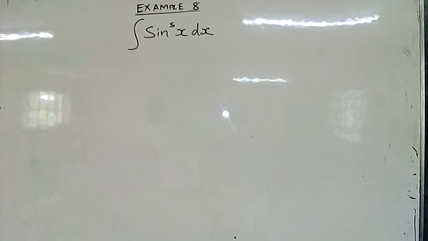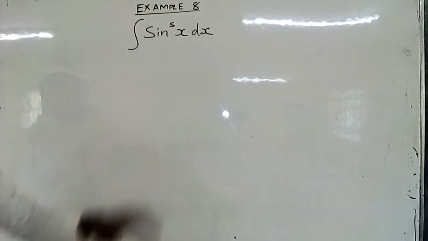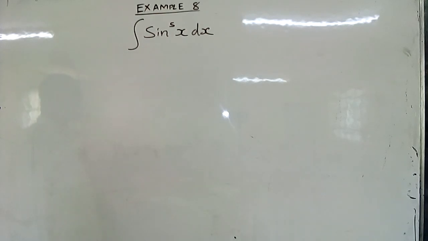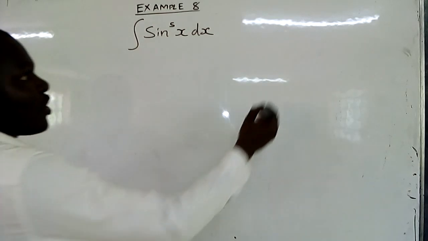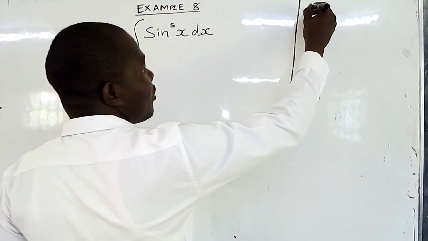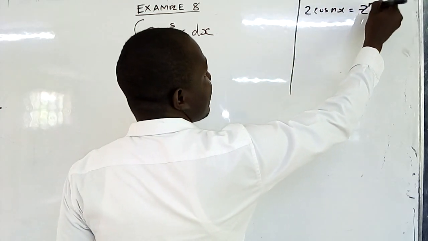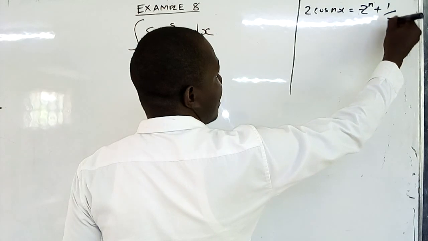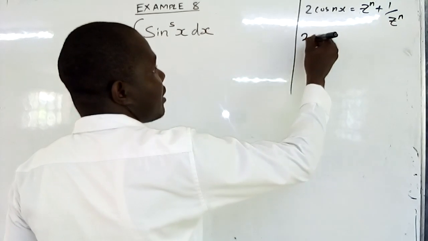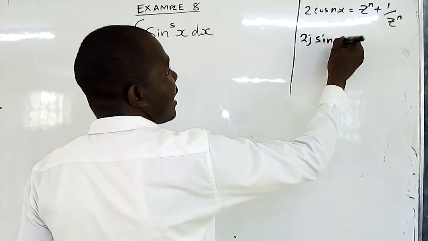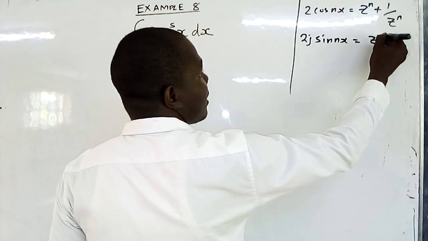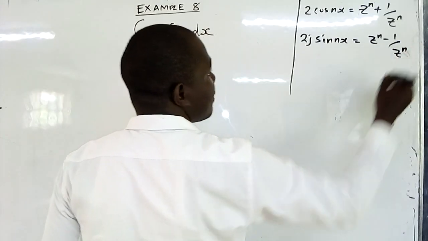Okay, number 8, you can take the integral of sine to the power 5x dx. As we say, you cannot integrate it when it is raised to power 5. Use De Moivre's theorem, isn't it? And in De Moivre's theorem, what did we say? When you have 2 cos nx, that is z^n plus 1 over z^n, isn't it? If you have 2j sine nx, that is z^n minus 1 over z^n.